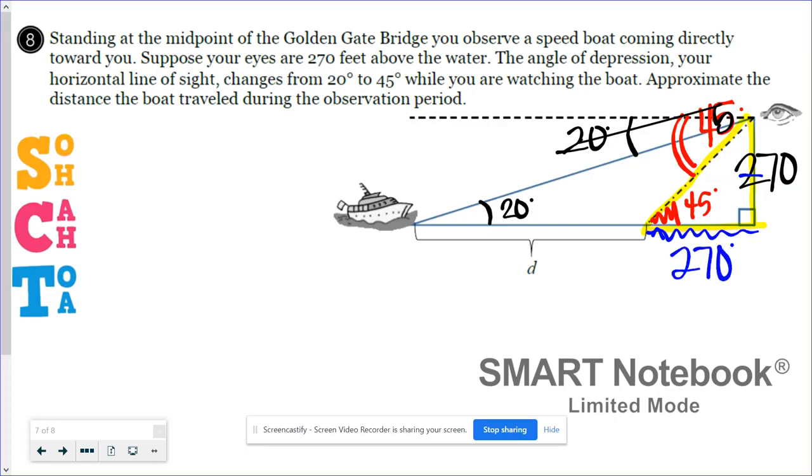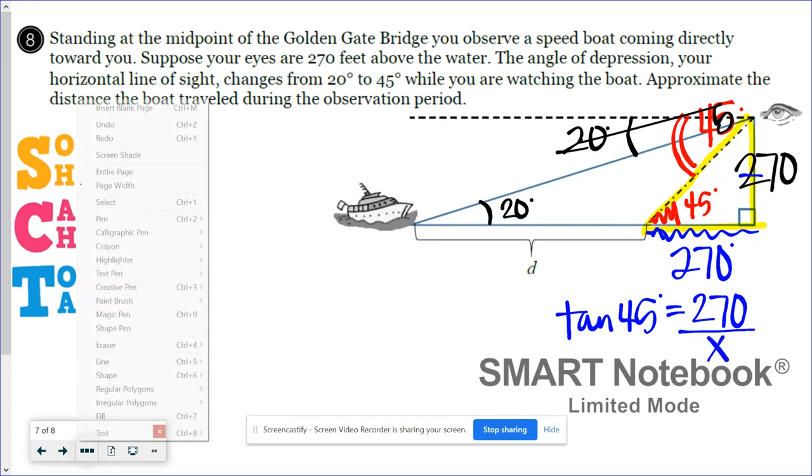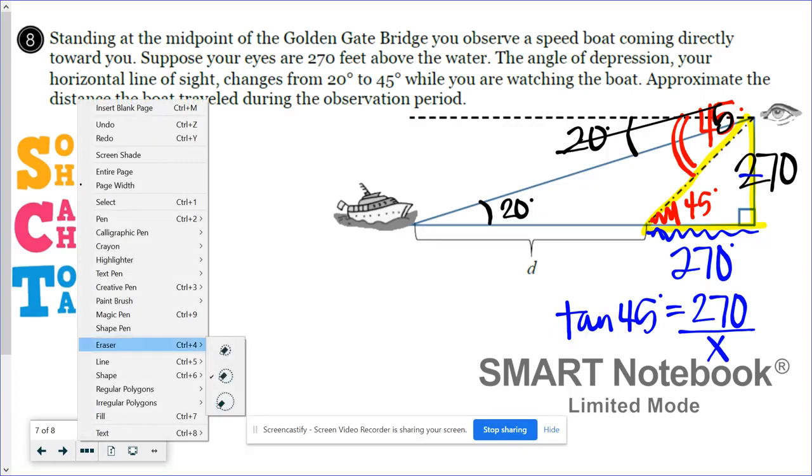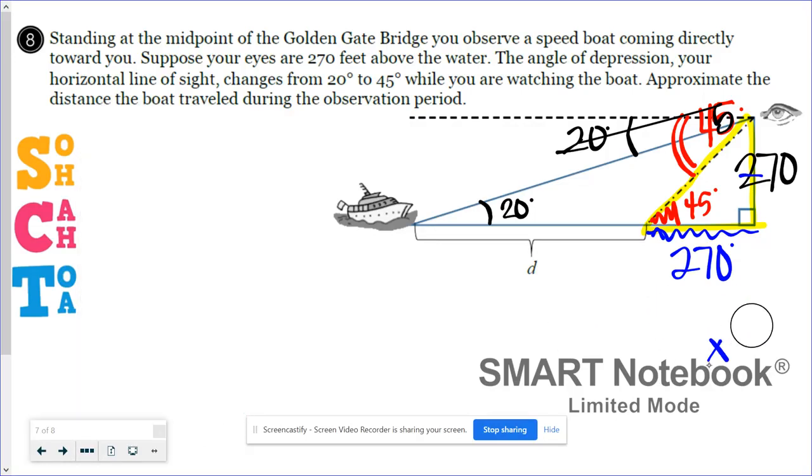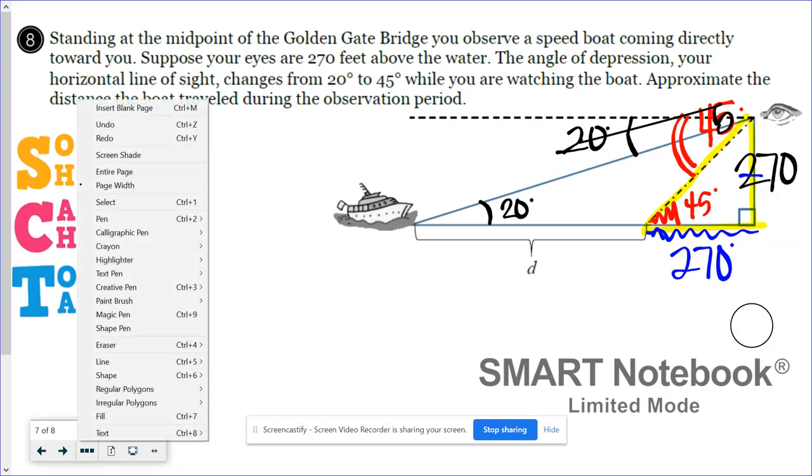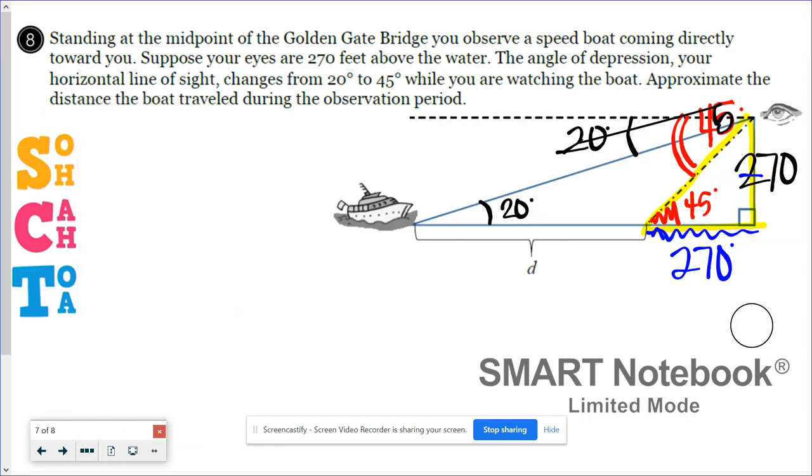Now, if you didn't catch that, or if it did not occur to you, that is okay. You would have used tangent of 45 degrees is equal to 270 over x, maybe you called it. You would have gotten the same result though, okay? But let me just hide this, okay? The bottom line is that blue segment is 270, okay? I still want to know, how far did the boat travel, right?